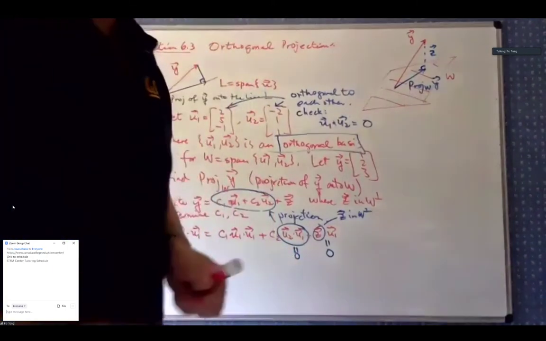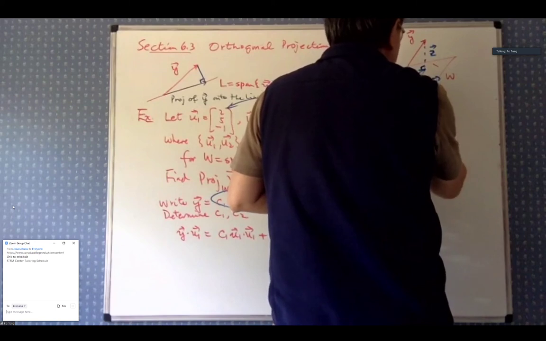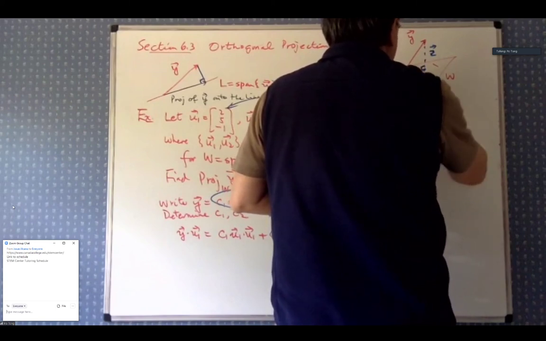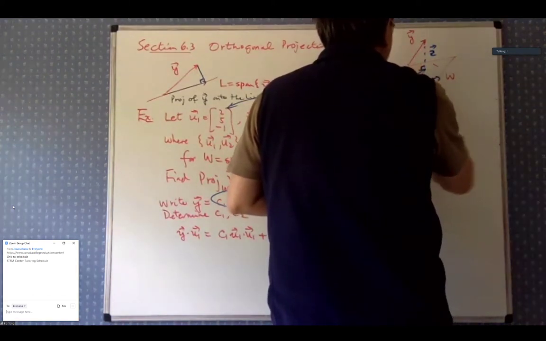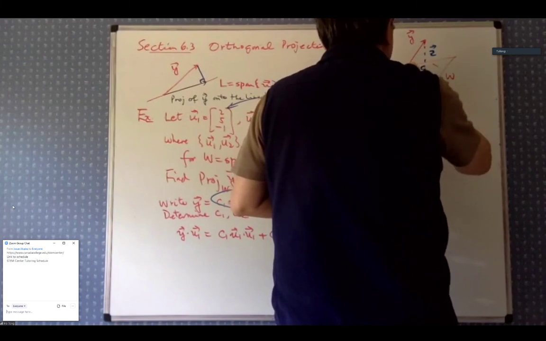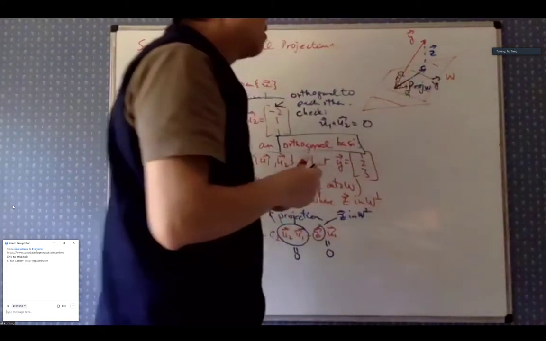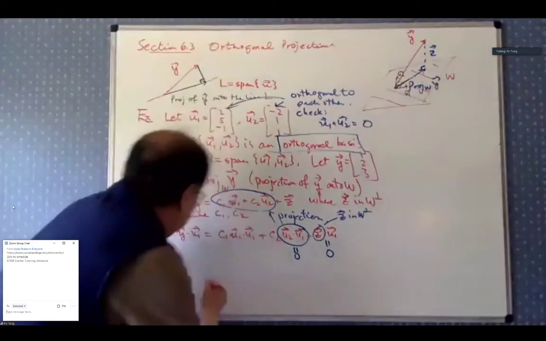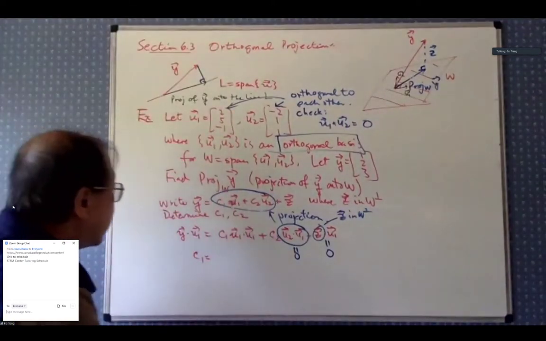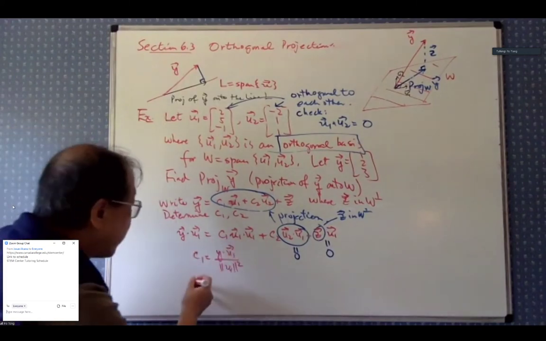If I want to draw this more specifically, there's some vector U1 here, and some vector like this, which is U2. In this case they are actually perpendicular, so maybe I should draw it so that U1 and U2 are perpendicular. So what is C1? C1 is going to be y dot U1 divided by U1 squared. And then you can do the same thing for C2.